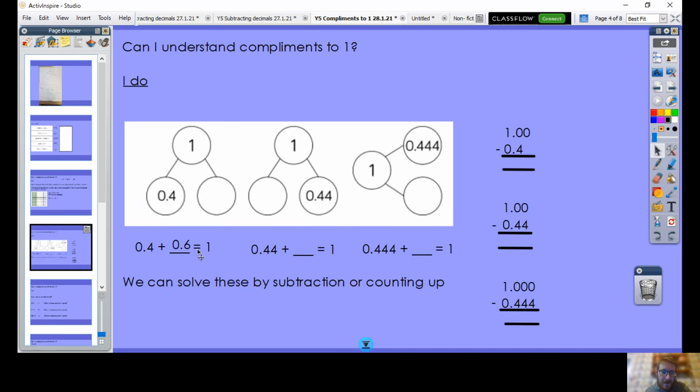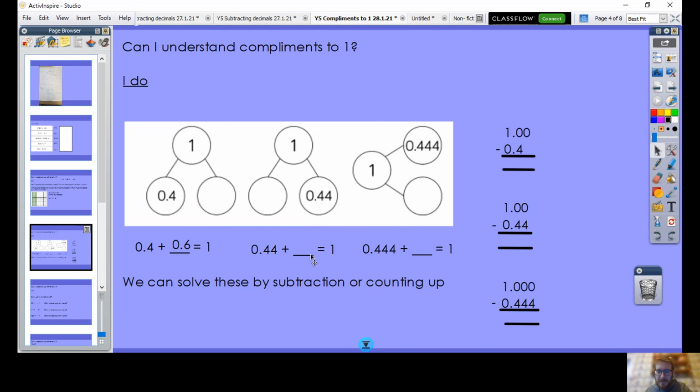So here I'm just thinking about my number bonds. So 0.4, I've got 4/10, so if I add another 6/10, that's going to give me 10/10, because I know 6 and 4 make 10. That would then equal my one whole. 0.4 add 0.6 equals 1.